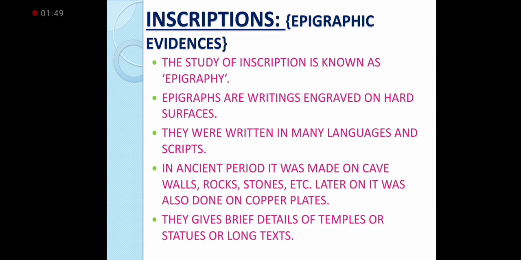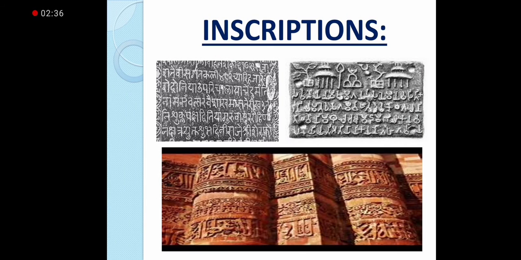The study of inscriptions or epigraphs is known as epigraphy. Epigraphs are writings engraved on hard surfaces. The inscriptions were written in various languages and scripts. In the ancient period, epigraphy was made on cave walls, rocks, stone pillars, etc. Later on, it was also done on copper plates. These inscriptions give brief details of temples or statues or long texts in the form of poems written in praise of kings. Here we can see the pictures of inscriptions.